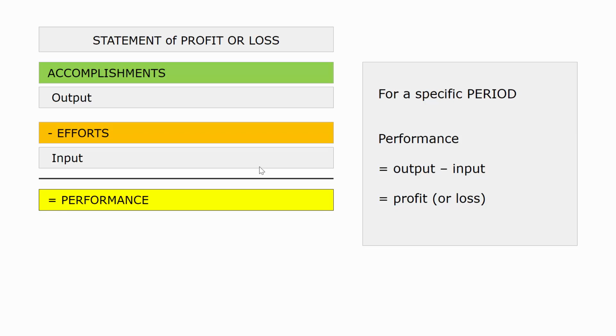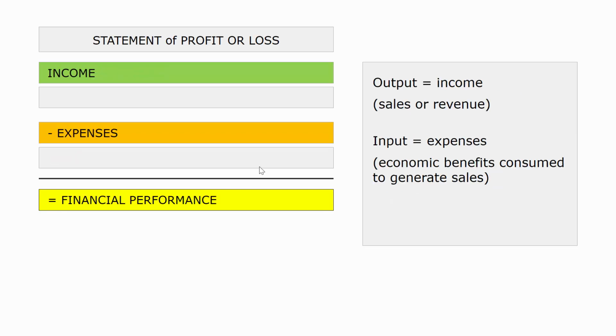Conversely, if the money value of the efforts incurred is larger than the money value of the company's output, a loss occurs. In financial accounting terms, the output is set equal to income, usually the revenue or sales within the period, while the efforts incurred are referred to as expenses.